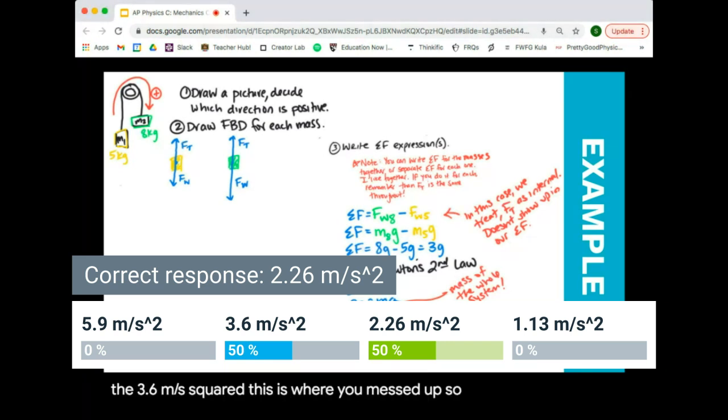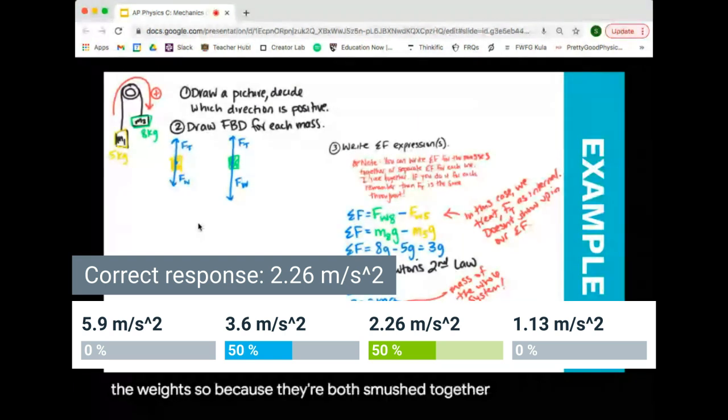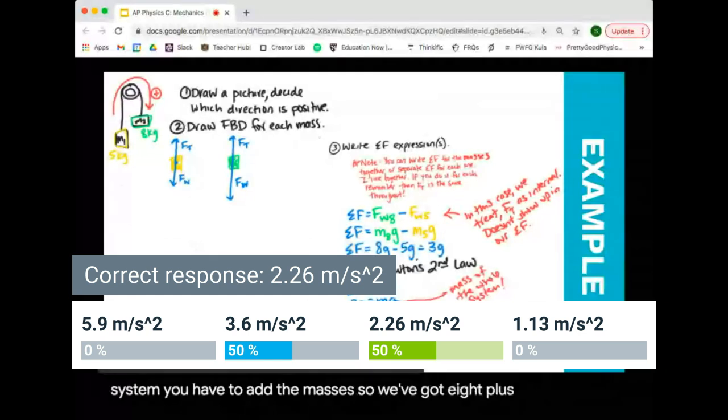The way that we treat this, if we are treating it as one big system with only the weights on the outside, then the mass of the system is actually both of those masses added together. So we've got the 8 kilogram block and the 5 kilogram block. Those are now smushed together as part of the system, and the only forces acting outside of it are the weights. Because they're both smushed together as part of the system, you have to add their masses. So we've got 8 plus 5, which is 13.